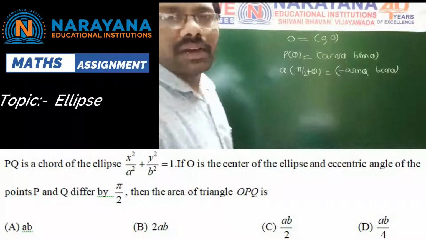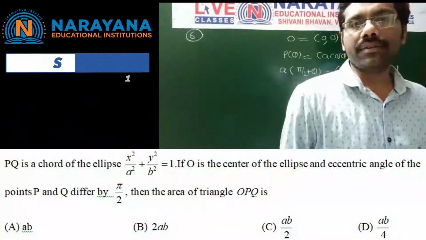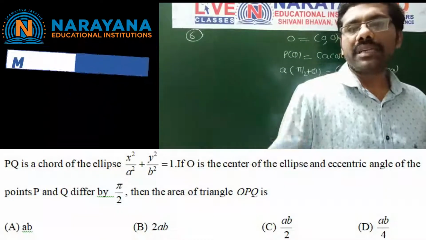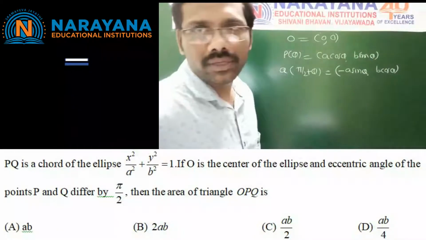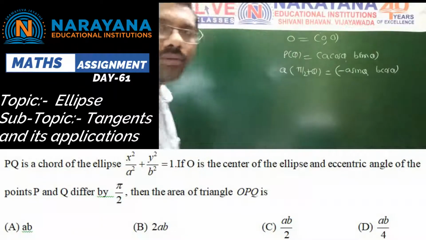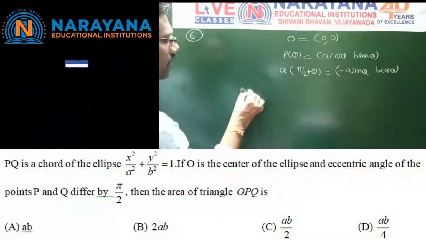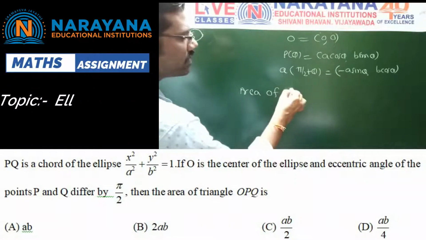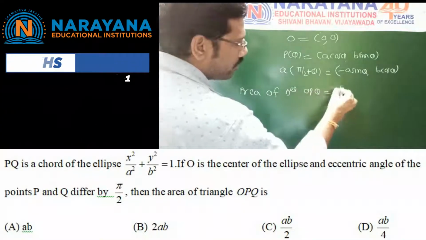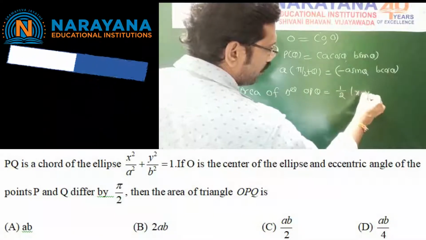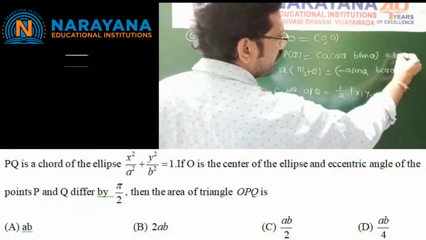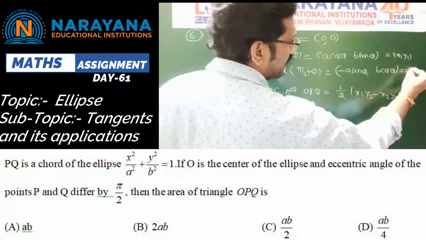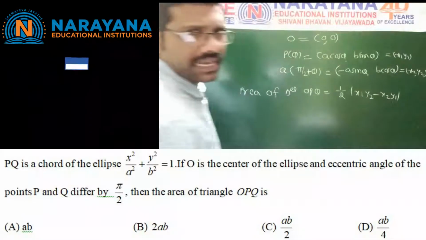Now you have to find the area of the triangle OPQ. Apply the formula: the area of the triangle formed by the origin, x1 comma y1 and x2 comma y2 is equal to half into modulus of x1 y2 minus x2 y1. This is the origin, this is the point x1 y1, and the second point can be taken as x2 y2. This is the area formula.